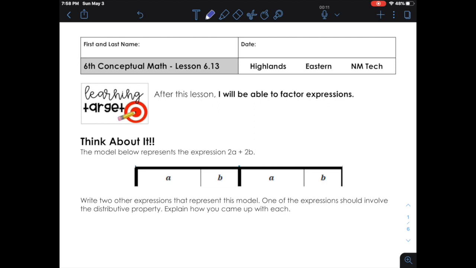Hey guys, I'm here to do lesson 6.13 with you. Your learning target for today's lesson is I will be able to factor expressions.